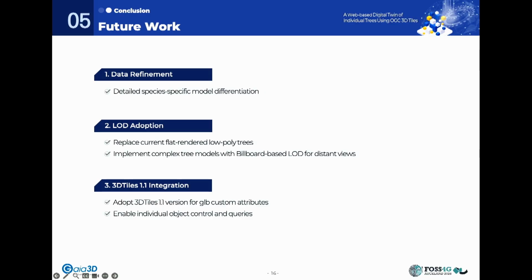This will allow detailed models to appear up close and billboards at far distance, further improving performance. Third, 3D Tiles 1.1 integration. By adopting 3D Tiles version 1.1 and using GLB custom attributes, we can control and query individual tree objects more precisely. With these improvements, we aim to build a more refined and efficient forest digital twin.